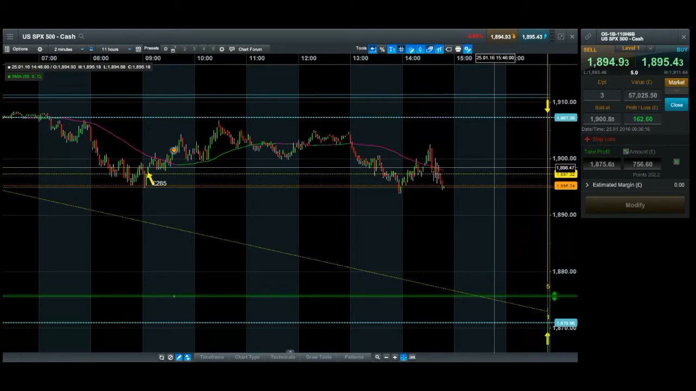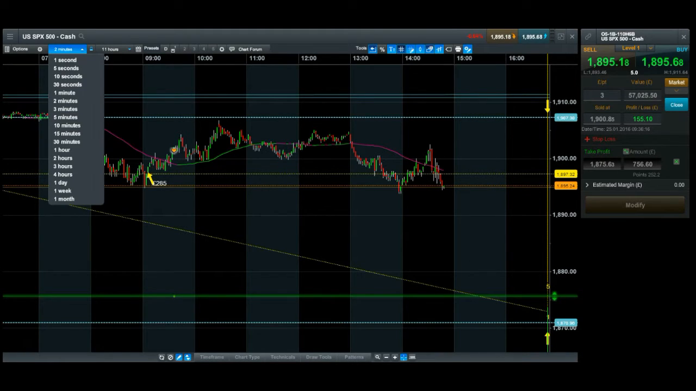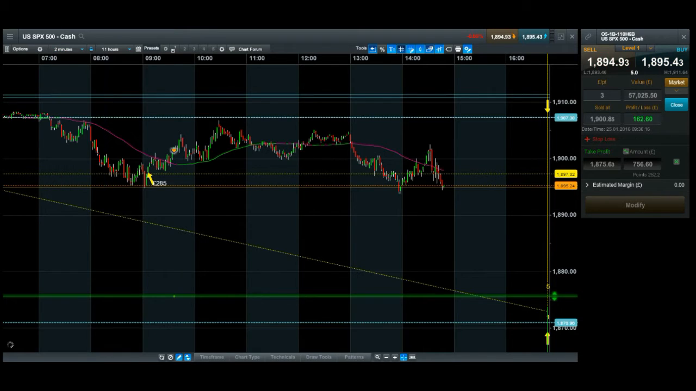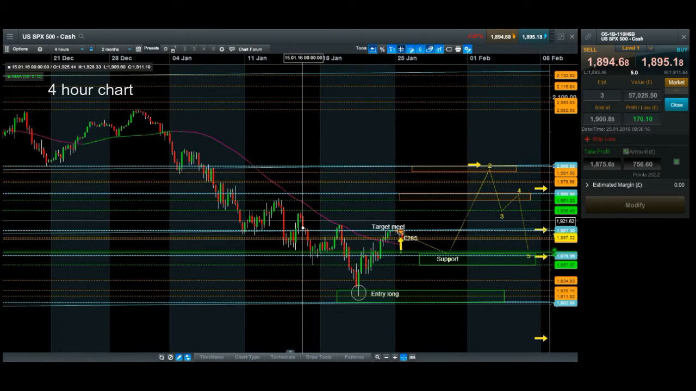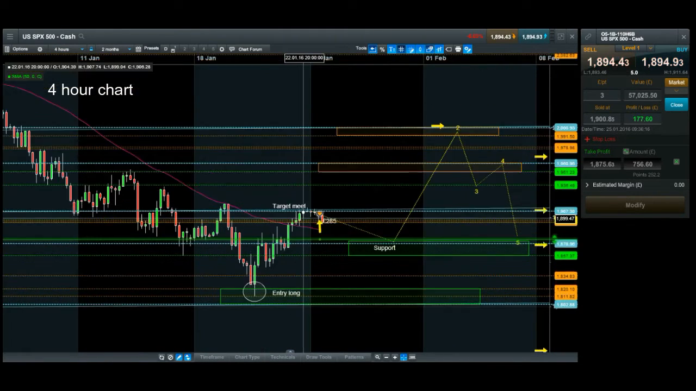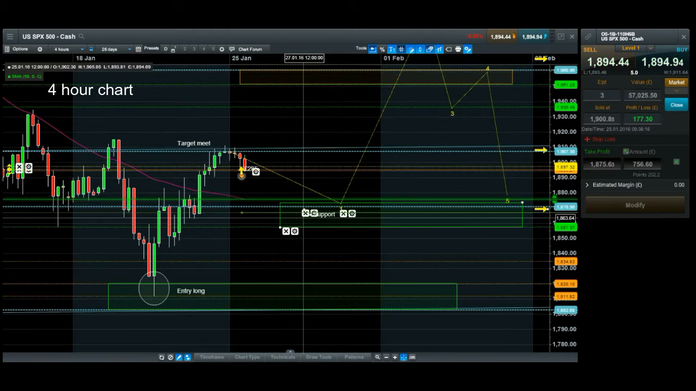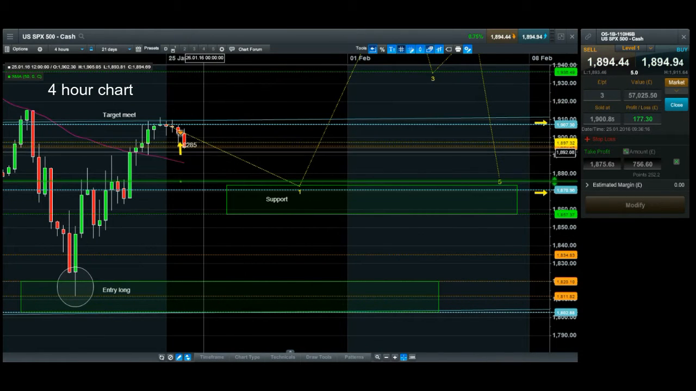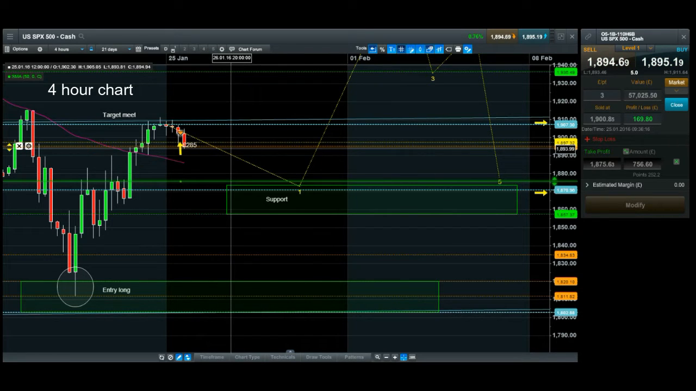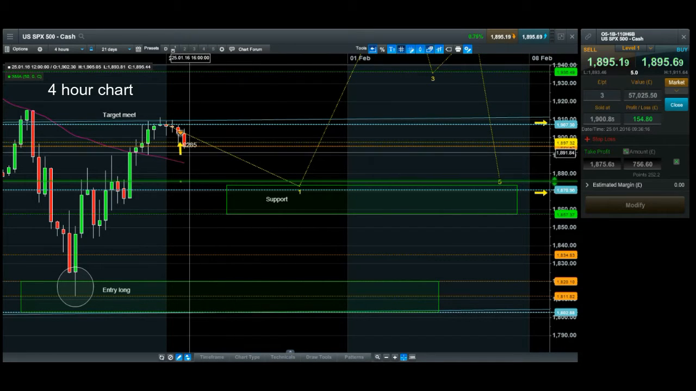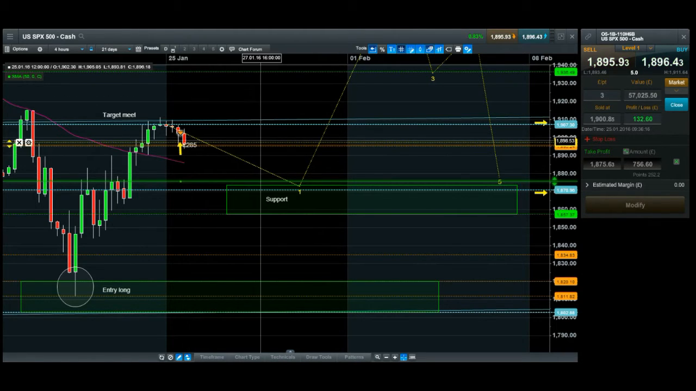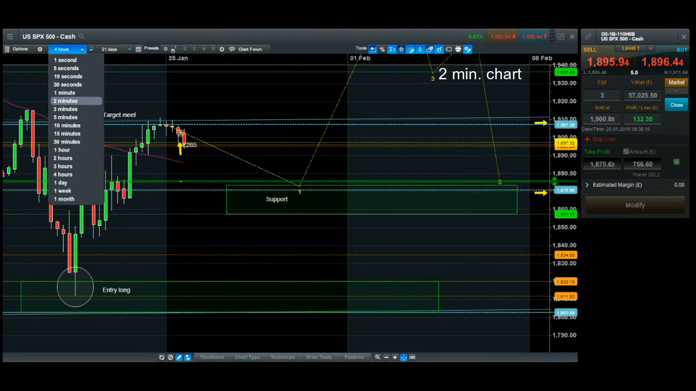Let's go into the 4 hour chart. As you can see, this support area has managed to hold onto the trade, and at the moment the index has not fallen through yet. I may close the trade now and then wait a little bit longer and see whether the index will drop through. All right, so let's go back into 2 minute.